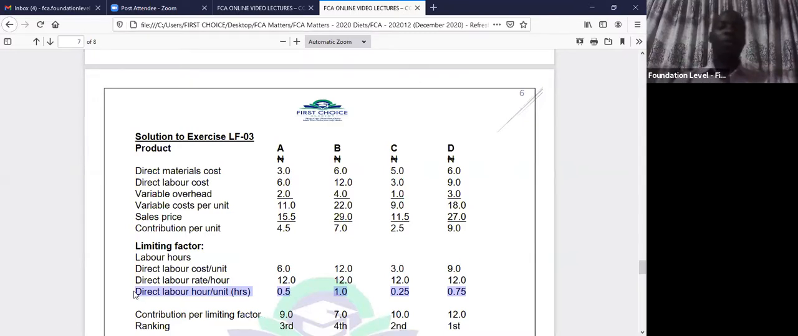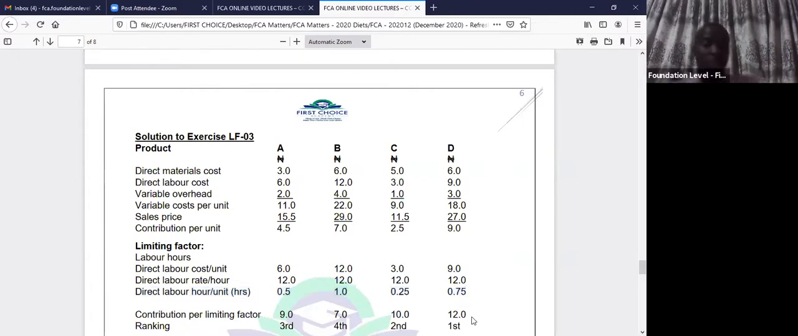The next thing is to look for your contribution per limiting factor. So your contribution for product A is 4.5 divided by limiting factor 0.5. So 4.5 divided by 0.5 is surely going to give you 9. And 7.0 divided by 1 will give you 7.0. 2.5 divided by 0.25 will give you 10. And 9 divided by 0.75 will give you 12.